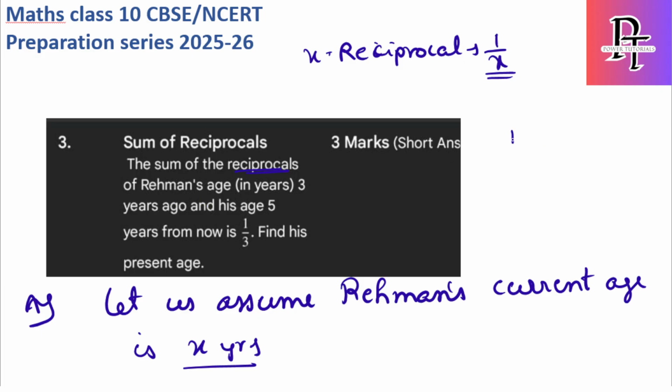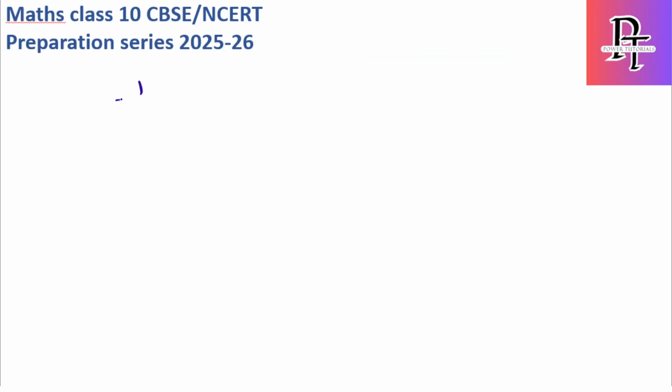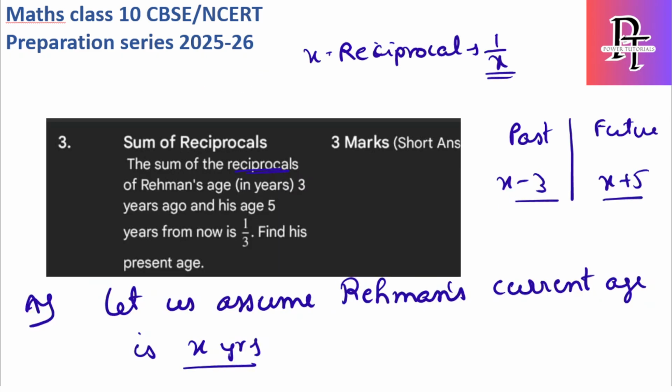Okay, now let's see the condition, reciprocal of 3 years ago. So I will write here. We have two scenarios, past and future, and present as well. Present I have already written as x, so I'm not writing it here. So past is x minus 3 because 3 years ago, and future is x plus 5, 5 years from now. So let's write just the reciprocals: 1 by x minus 3 plus 1 by x plus 5. What is the sum of reciprocals I have mentioned? The value is 1 by 3.